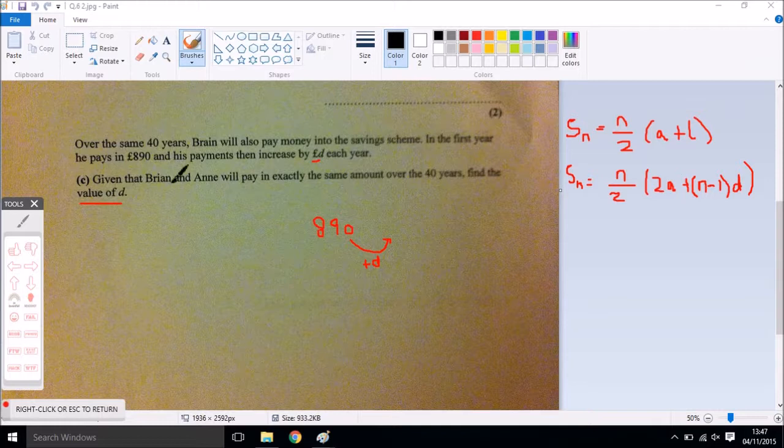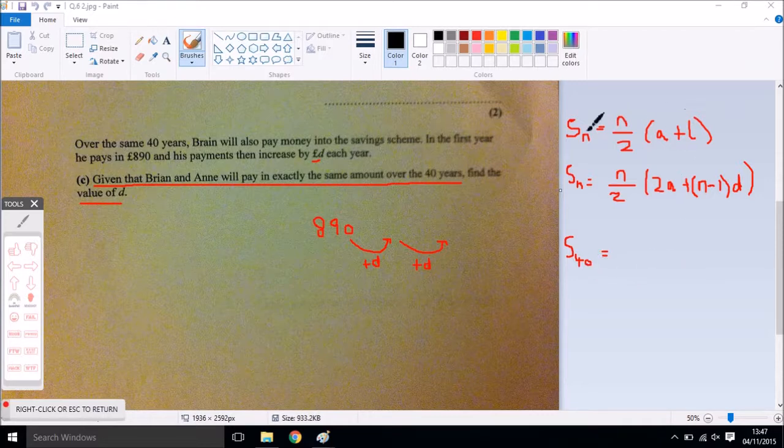So I think the key to this question is this bit here. When it says, given that Brian and Anne will pay in exactly the same amount over the 40 years, find the value of d. Okay, so we know that the sum to the first 40 terms in Brian's case as well, he saves the same amount of money over those 40 years. So what that means is in both cases, in Anne's case and Brian's case, S40 is equal to, okay, this is the answer to the previous part.